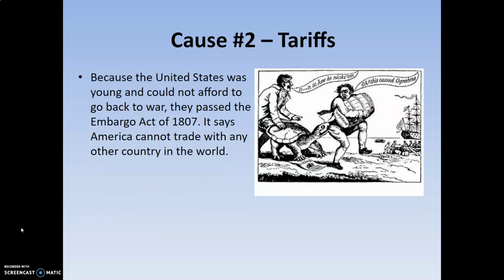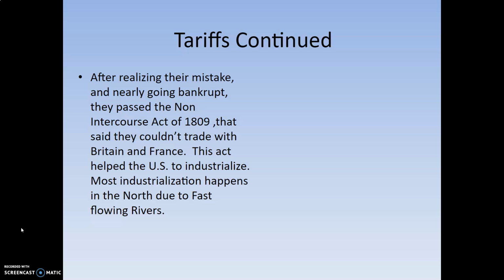Cause two, tariffs. Because the United States was young and could not afford to go back to war, they passed the Embargo Act of 1807. It said America cannot trade with any other country in the world. Well, that was maybe not the best idea, because after realizing this mistake and nearly going bankrupt, the United States passed the Non-Intercourse Act of 1809, which said that they couldn't trade with Britain and France. This act helped the United States industrialize because they could trade with other countries besides Britain and France.